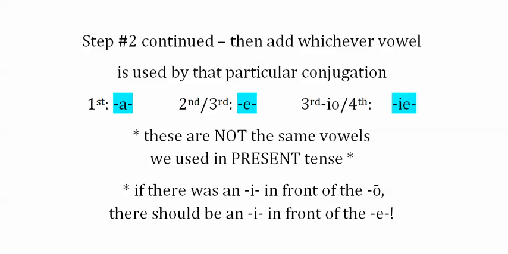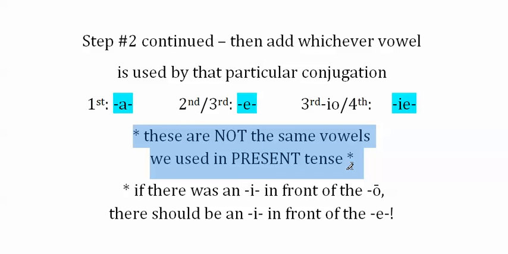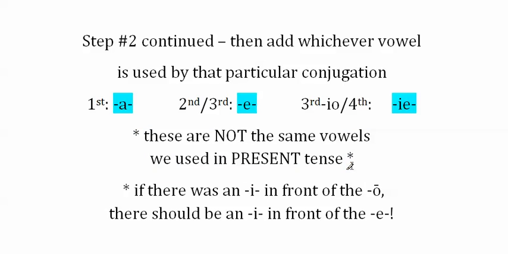The next part of step 2 is to figure out which vowel that conjugation is going to use in the imperfect tense. We did the same thing for present tense, but it's very important to notice that these are not the same vowels that we used in present tense. Okay, so the vowels we saw in present tense were slightly different. Some of them are the same, but some of them are not. For first conjugation, we're going to use the vowel A.